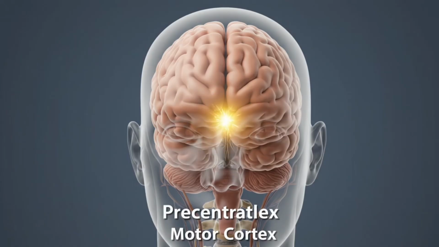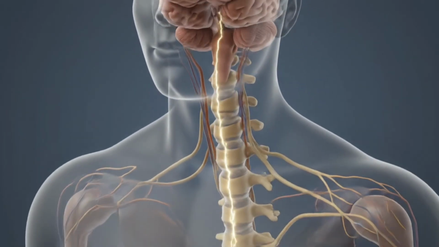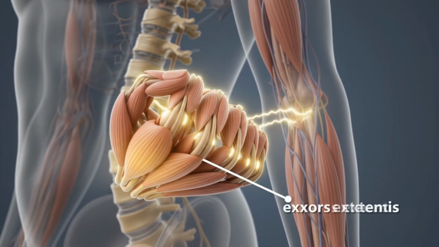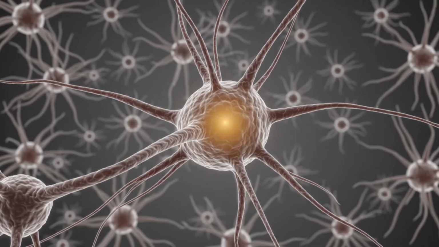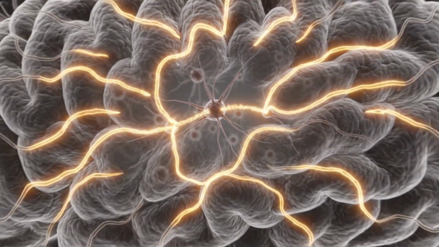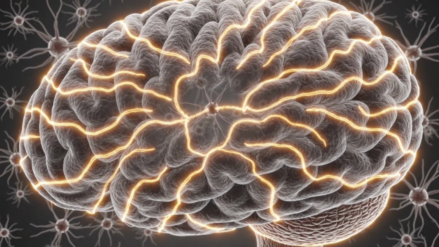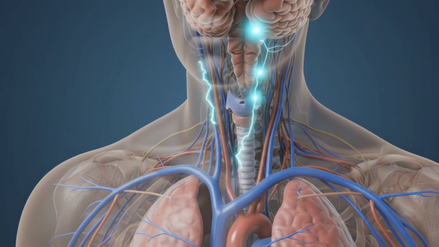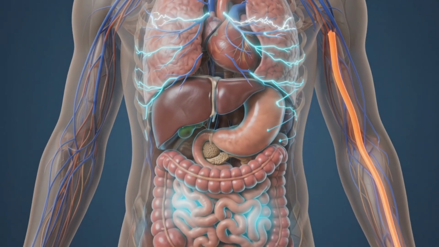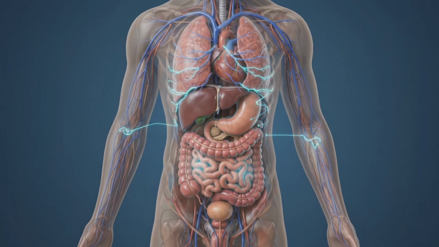The motor cortex initiates the signal, which travels down the spinal cord and stimulates the muscles of the hand, causing a controlled movement. The brainstem and hypothalamus regulate automatic body functions. Neural pathways connect to the heart and digestive system.